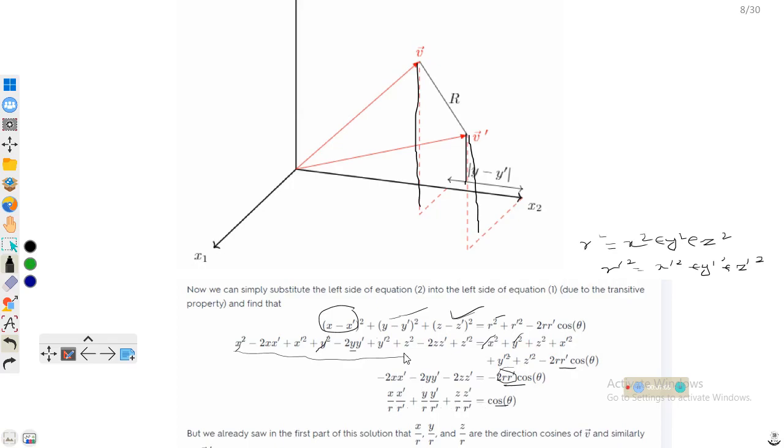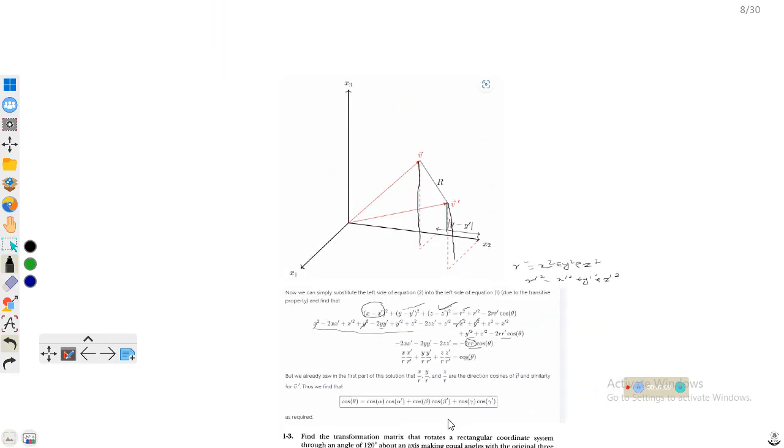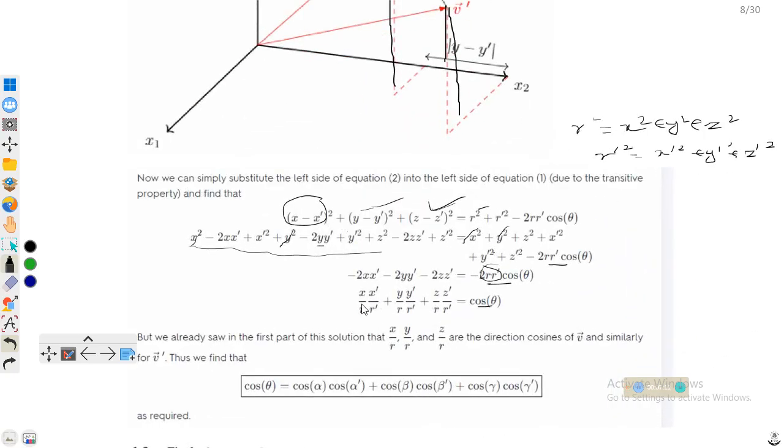And we know that x over r is equal to cos alpha, x prime over r prime is equal to cos alpha prime, y over r is equal to cos beta, y prime over r prime is equal to cos beta prime, similarly cos gamma prime, and this is cos theta. Thus we have proved our result.